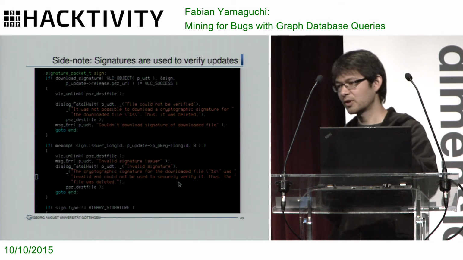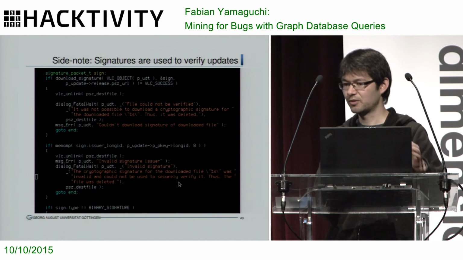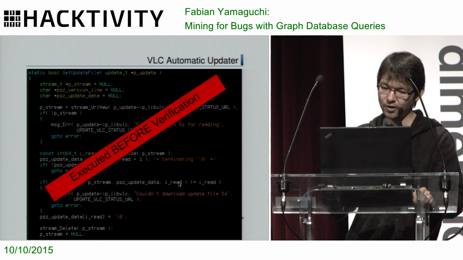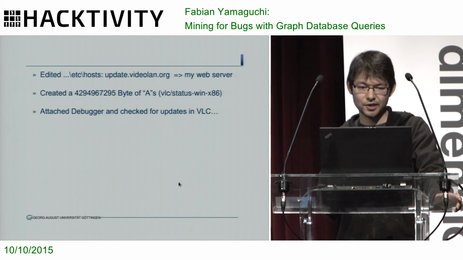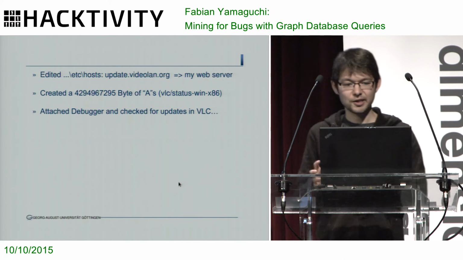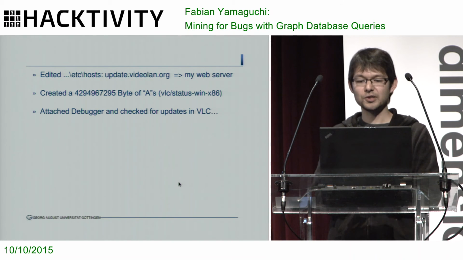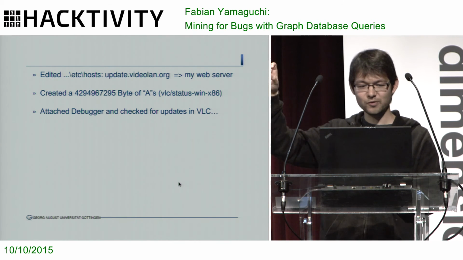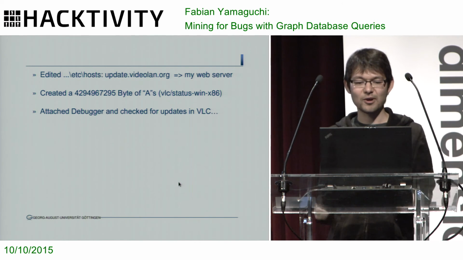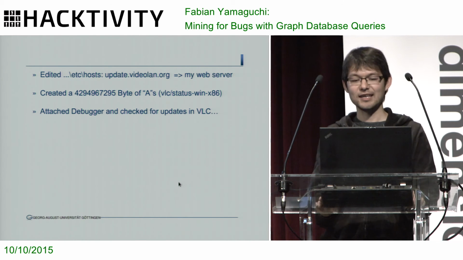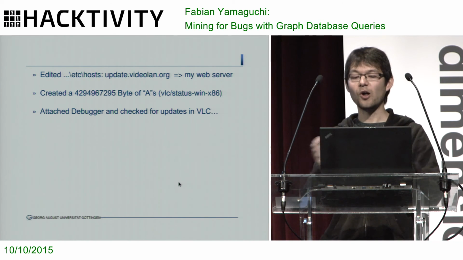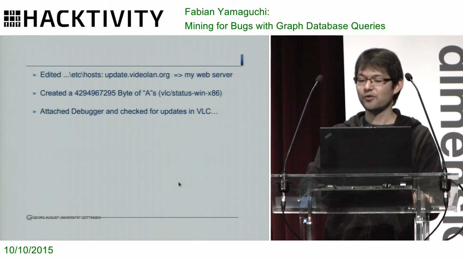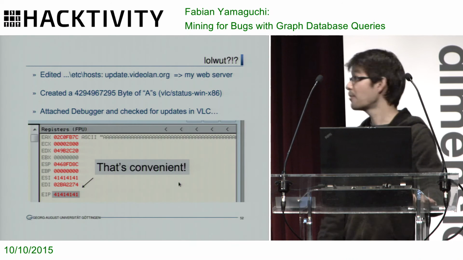And also using HTTP, so it's just clear text that you need to transmit here. All right, so executed before verification, just said that. So I tried this out. I edited /etc/hosts to point update.videolan.org to my personal little web server, and I created a file with max int size containing all A's. I attached the debugger to VLC, I checked for updates, and here's what happens.